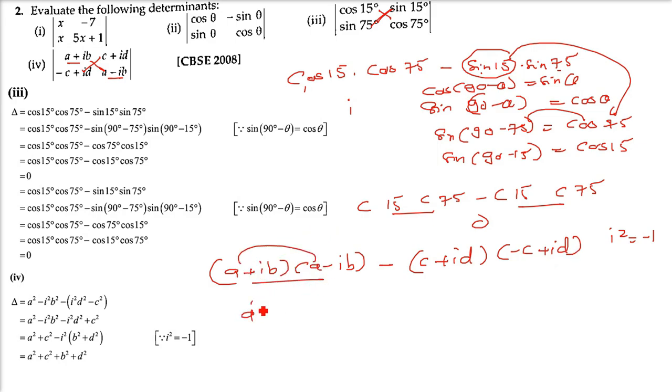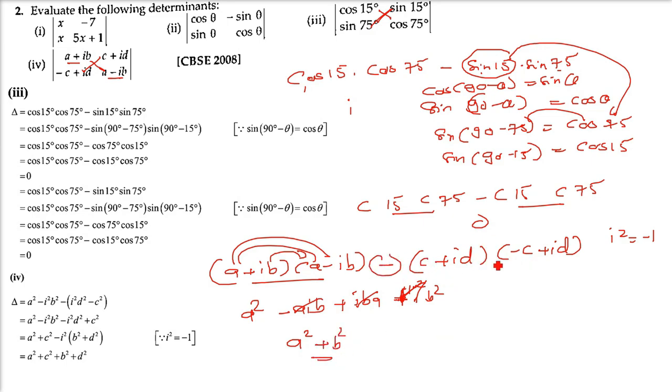A into a is a square. Then a into minus ib is minus aib. Then multiplying ib with a, so it will be again aib or iba, you can write, because they both are the same. Minus ib into ib, b square is there, i square is minus 1. Remember, i square is minus 1, so I am making it positive. Minus minus becomes positive. So this becomes plus b square. Now, iba and aib, did you see they are exactly similar? So you can cancel them out. What do you get? a square plus b square. This is what you get. Right.